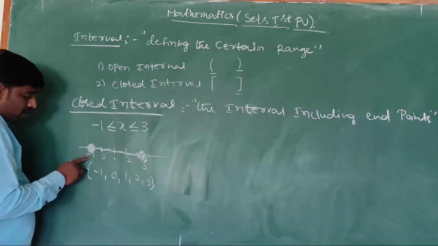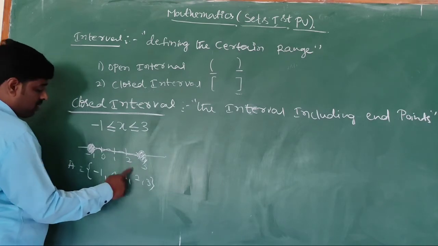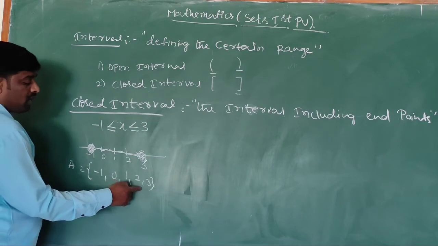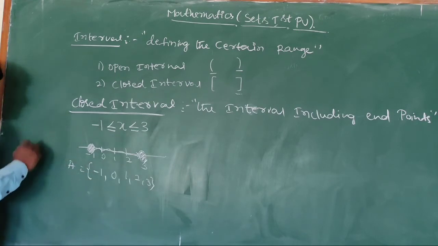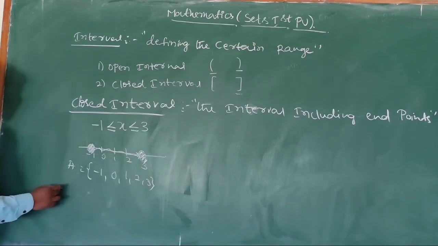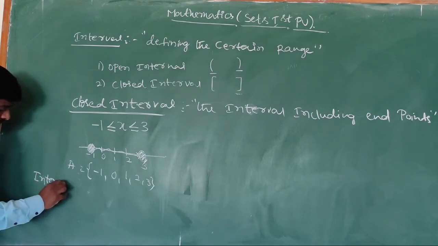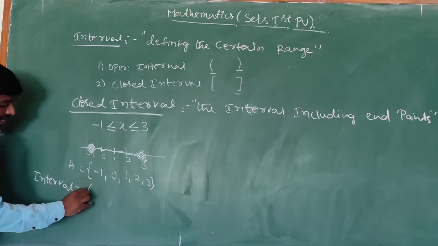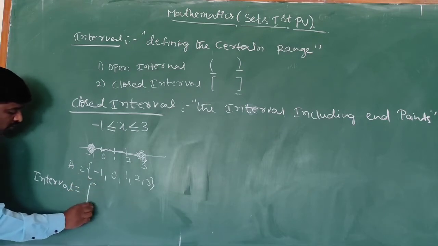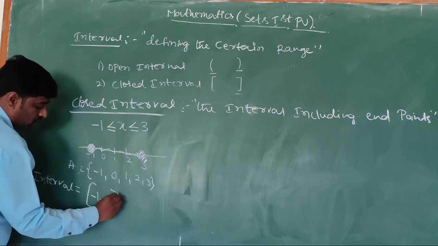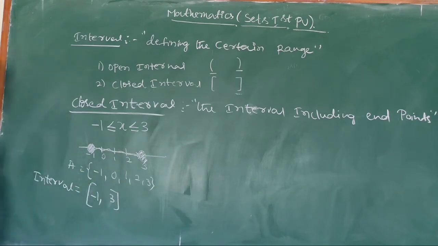Including -1 and including 3: -1, 0, 1, 2, 3. This is a set. Now we should write the interval form. So the interval form is: -1 is closed, and 3 is closed.